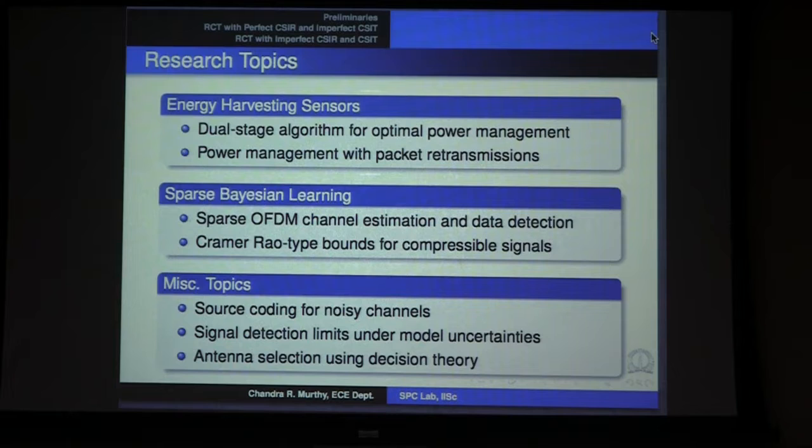The main constraint that comes up here is that at any point in time, the cumulative energy consumed or utilized by the sensor cannot exceed the cumulative energy harvested by it. So that's a cumulative energy constraint, which is different from typical average power constraints in communication system design. In the dual stage algorithm work, what we've done is to look at the fact that the energy harvesting process is usually a very slowly varying process. As far as channel variations are concerned, the channel variations are very fast in relation to the harvesting process.